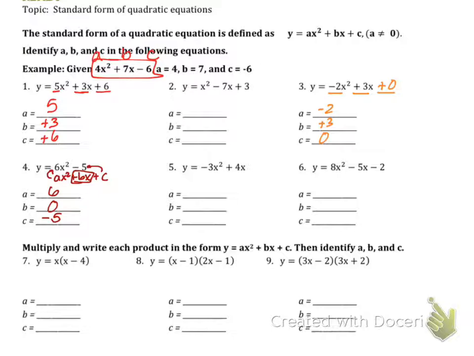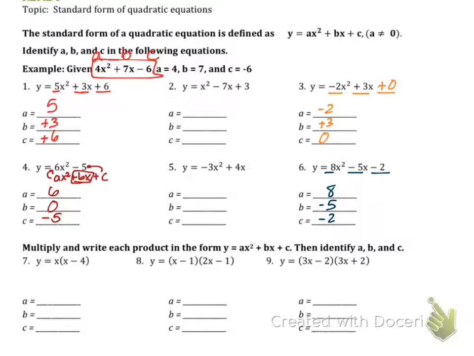For number 6, we have 3 terms, so we've got a trinomial. Our a value is 8, b value is negative 5, c value is negative 2.